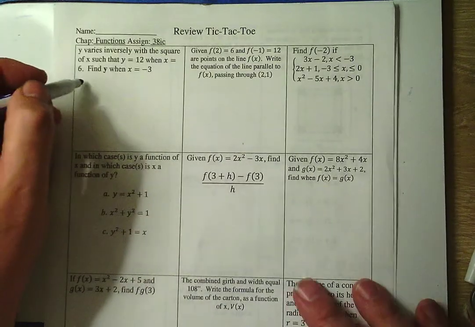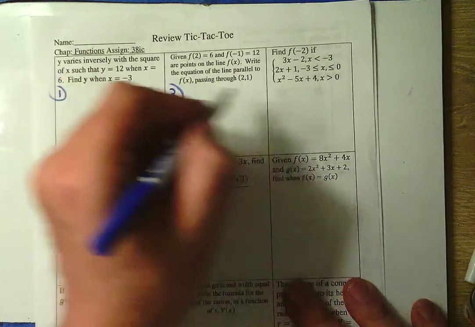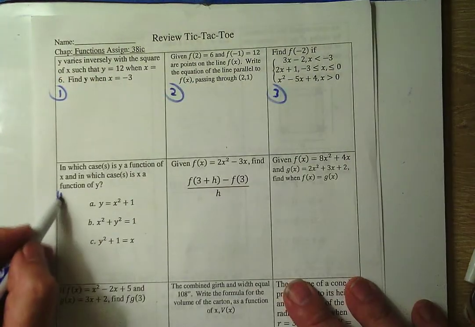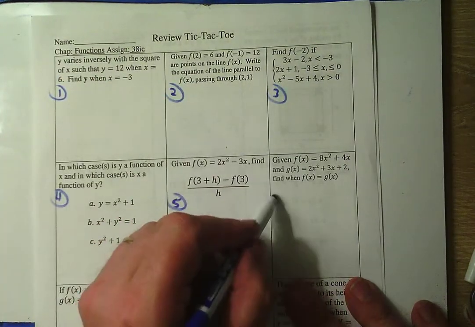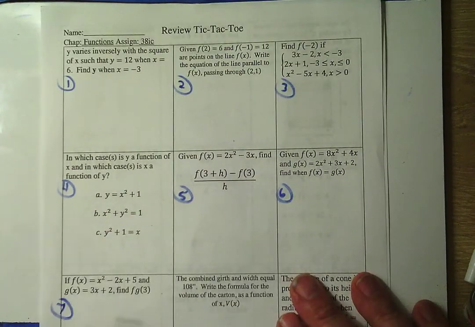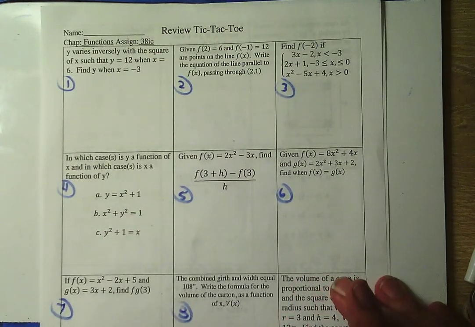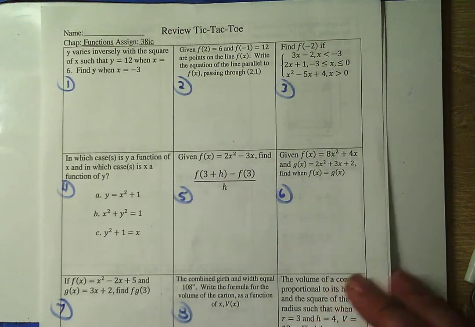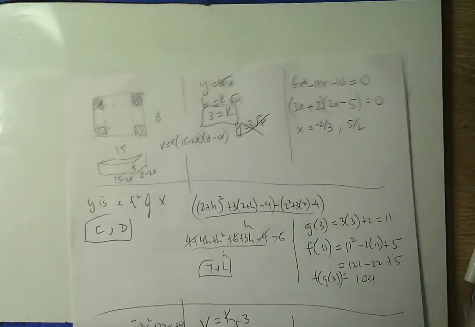Okay. So I'm going to start here and go across and then down. And then I'll flip onto the back and do the same thing. Okay? All right, so let's see.